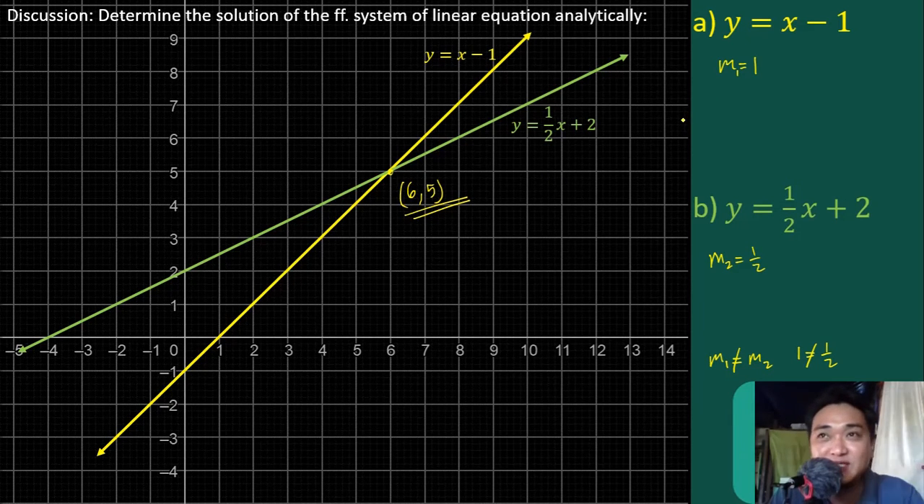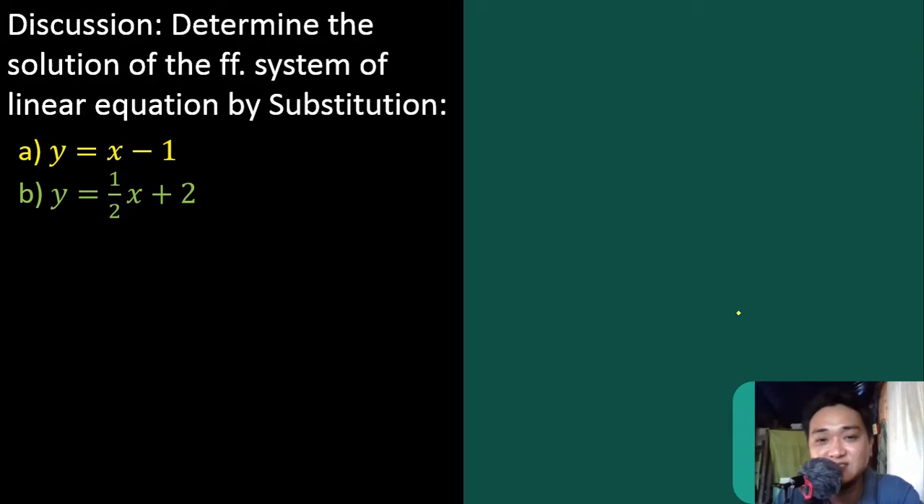Now, assuming na hindi tayo nag-graph, you could just immediately tell kung yung dalawang system may solution o wala. All you have to do is to look at the slopes. And whenever their slopes is not equal, it gives us a clue or a hint na yung dalawang system may solution. Now, i-double check natin by analytically. I-double check natin analytically kung yung solution niya nga ba ay 6, 5 or at a coordinate 6, 5.